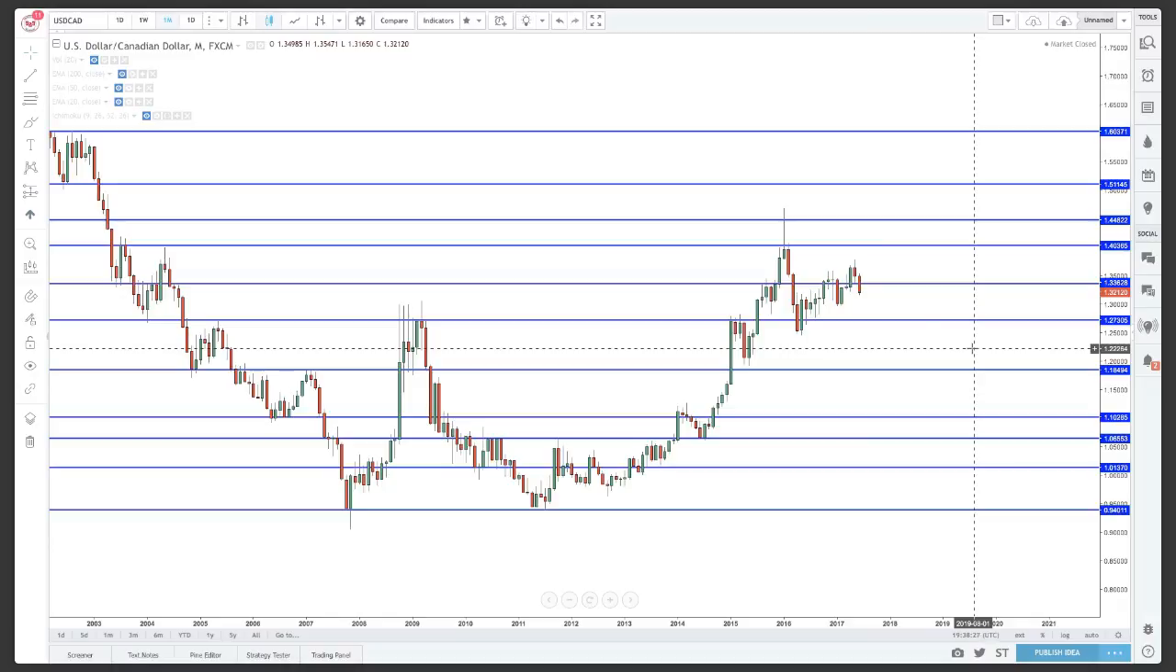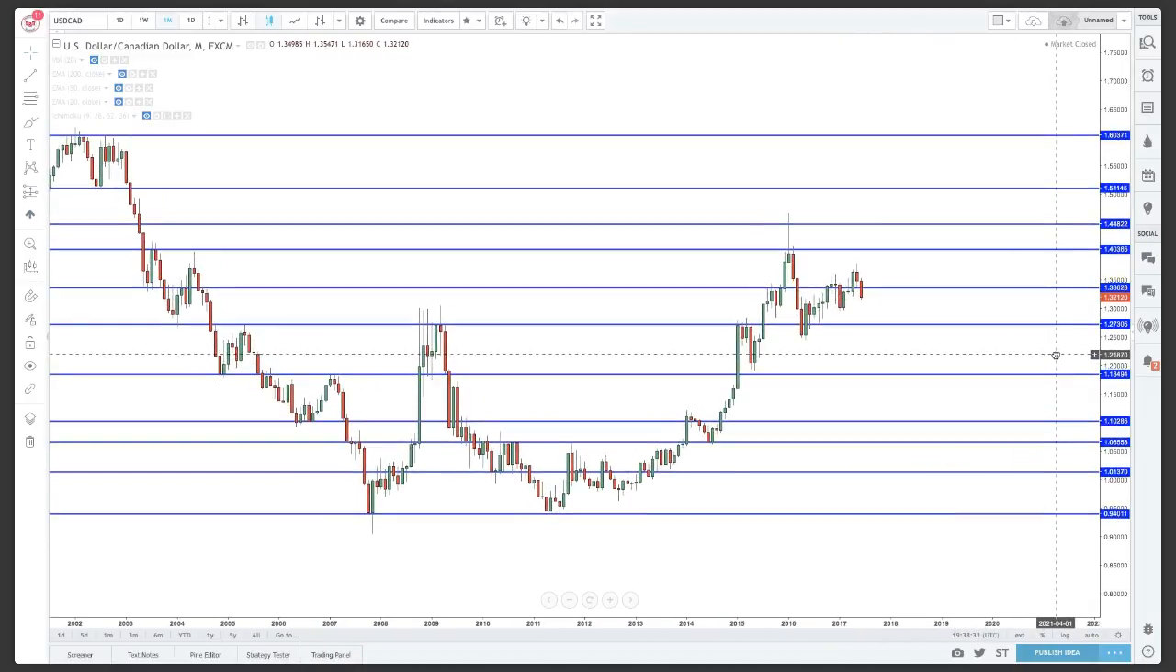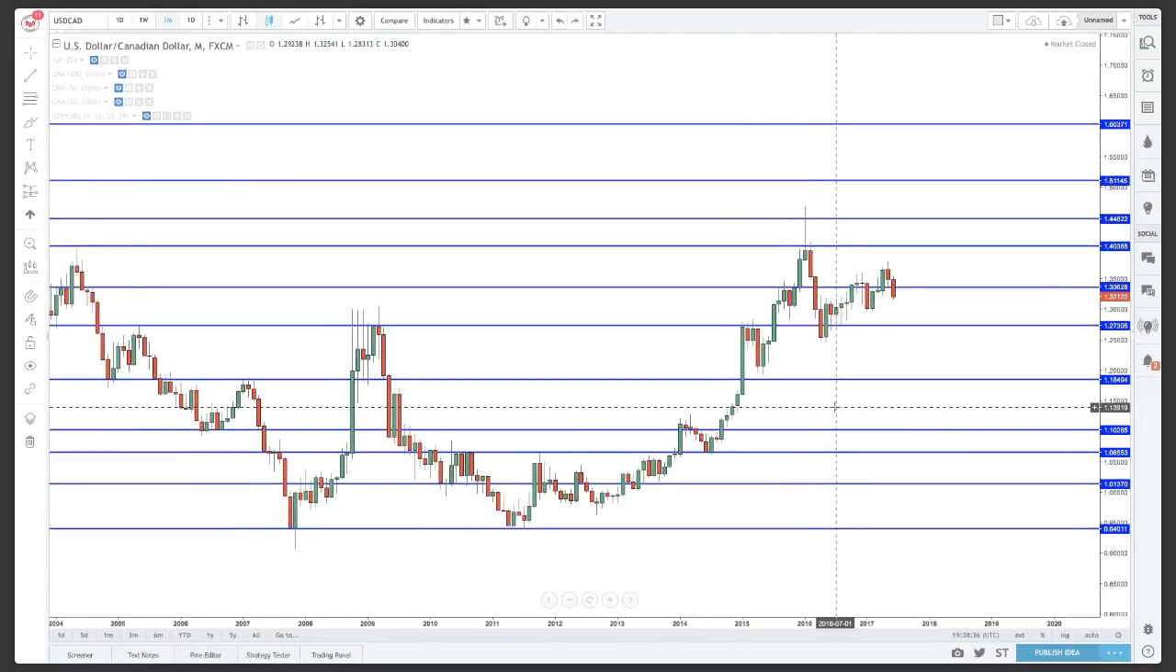Okay, so potential monthly ABCD, not currently on the monthly time frame. It may be clearer to see an ABCD Fibonacci on the weekly time frame, however, not currently on the monthly. So that's a no. Next, rejecting our EMAs.